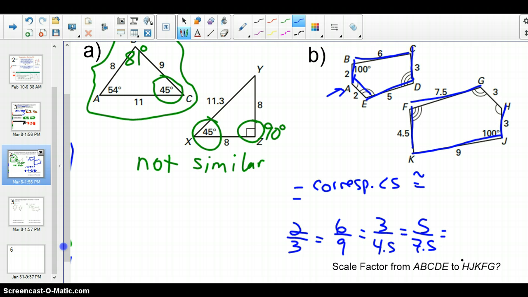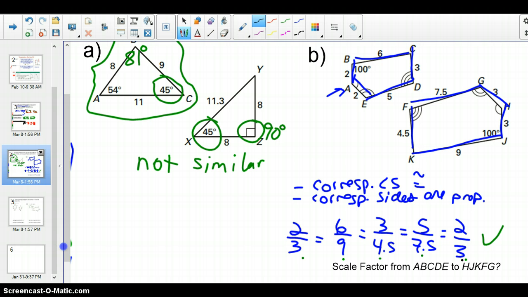And then lastly, 2/3. Okay, so if you had a calculator and you checked, all of these are equivalent. They're all 2/3. So that's good news. We can say for sure that our corresponding sides are proportional. Okay, so yeah, these are similar.